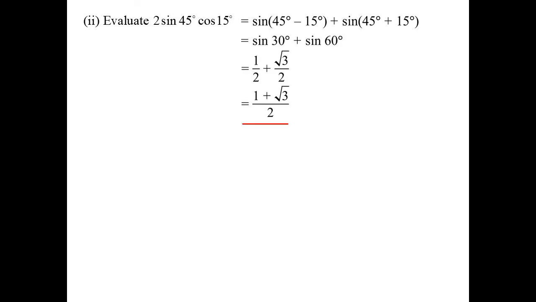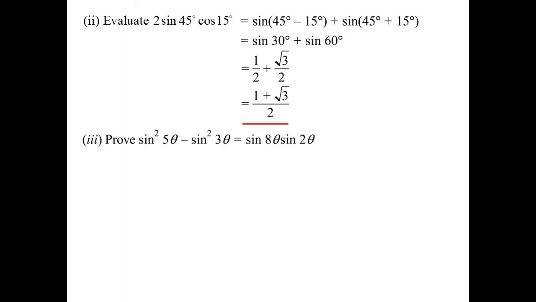If we want to work out 2 sine 45 cos 15, well, sine 45 is easy enough. Cos 15, we'd have to work that one out. But if I change this product to a sum, so we've got sine cos, so it'll be sine 45 minus 15 plus sine 45 plus 15, which creates 2 exact ratios that we know. Sine 30 is a half, sine 60 is root 3 on 2, and there's our answer, 1 plus root 3 on 2.